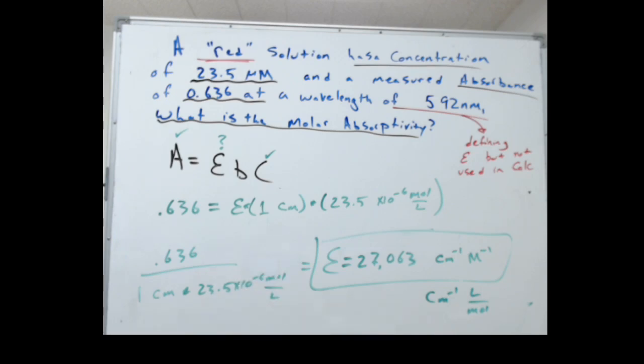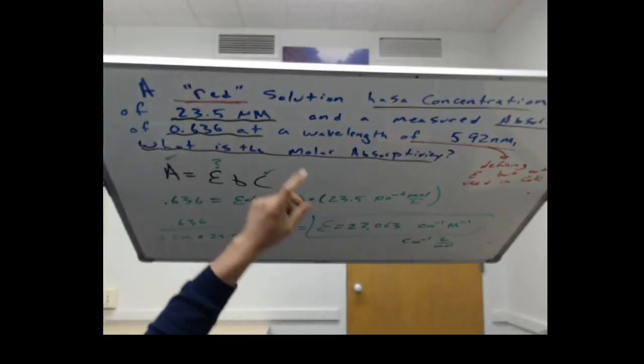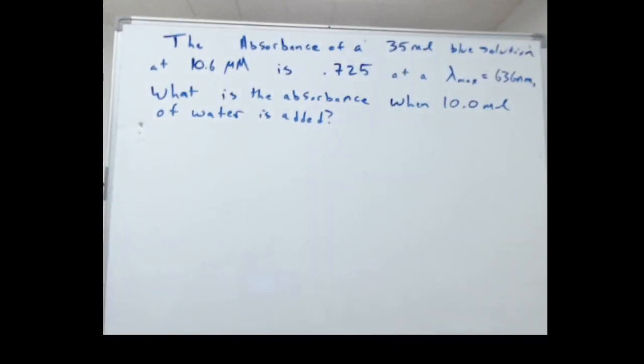This is a pretty straightforward Beer's Law problem, so let's go ahead and try a problem that's a little bit more complicated. Again, take a moment, read the problem, think through it. This one's going to take a couple steps. The absorbance of a 35 milliliter blue solution at 10.6 micromolarity is 0.725 at a lambda max wavelength of observation of 636 nanometers. What is the absorbance when 10 milliliters of water is added?